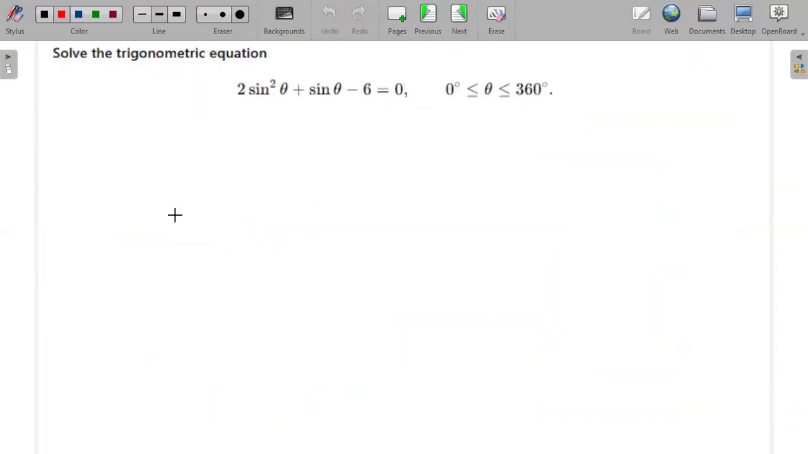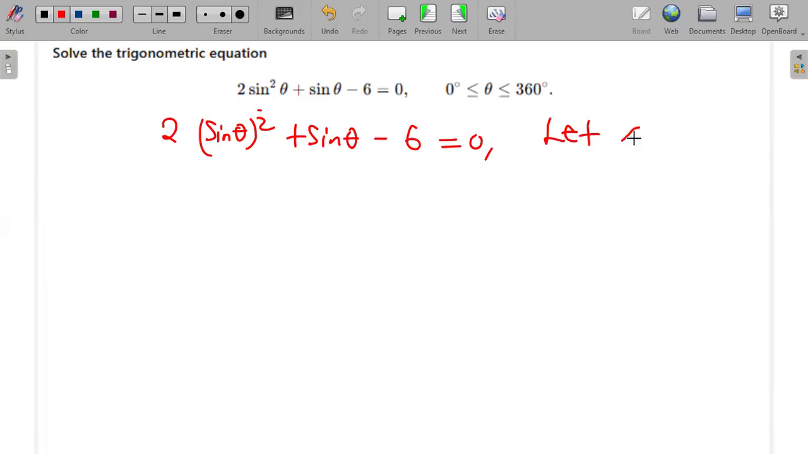Okay, so we move to the next. So this here is just a similar thing that we were doing, but here now we're just having the sine. Okay, so I'll do the same thing. I'll say 2 sine theta squared, because it's the same as this, plus sine theta minus 6 is equals to 0. Then I'll say let x be equals to sine theta.